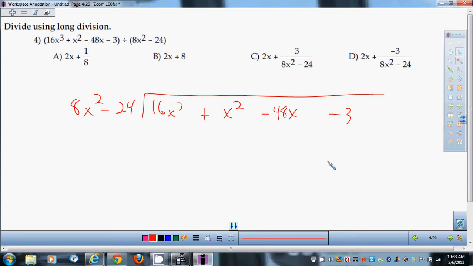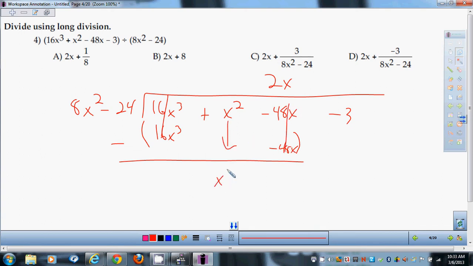16x cubed divided by 8x squared. That's right. Multiply it back through. Cancels. Cancels. This drops all the way through. What's x squared divided by 8x squared? No, you can't do it if the x is too small. The number is, what's 1 divided by 8? 1/8. Yeah. Multiply that back through and you get x squared.